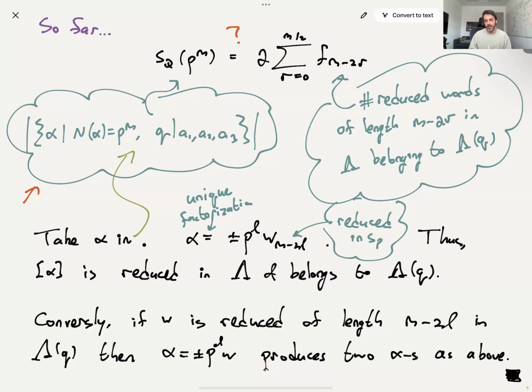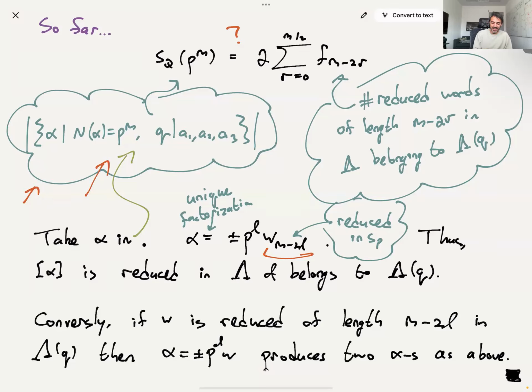And that goes through the unique factorization. So let's see that. Let's take alpha on the left-hand side, so a norm P to the M, and Q divides the non-free coefficients. Generally, because of unique factorization, which kind of leads the entire discussion here, alpha can be written uniquely as plus minus P to some r times a word W, of length M minus 2r. And this is a reduced word in S_P of length M minus 2r. Okay?